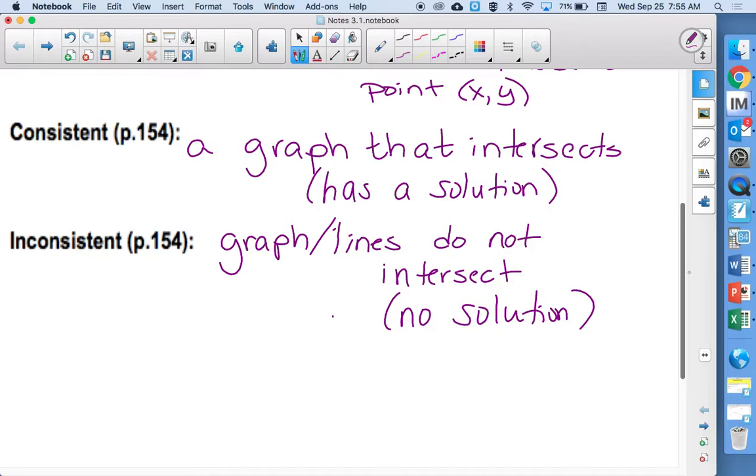Why would you have two lines that don't intersect, Jack? Yeah, so these are going to be parallel lines. A graph that has parallel lines is called an inconsistent graph. There isn't an answer, there's no solution. A graph that intersects is called a consistent graph because it has a solution, it has an answer. There's a value for x and y that we can plug into both equations and it'll hold both equations true.